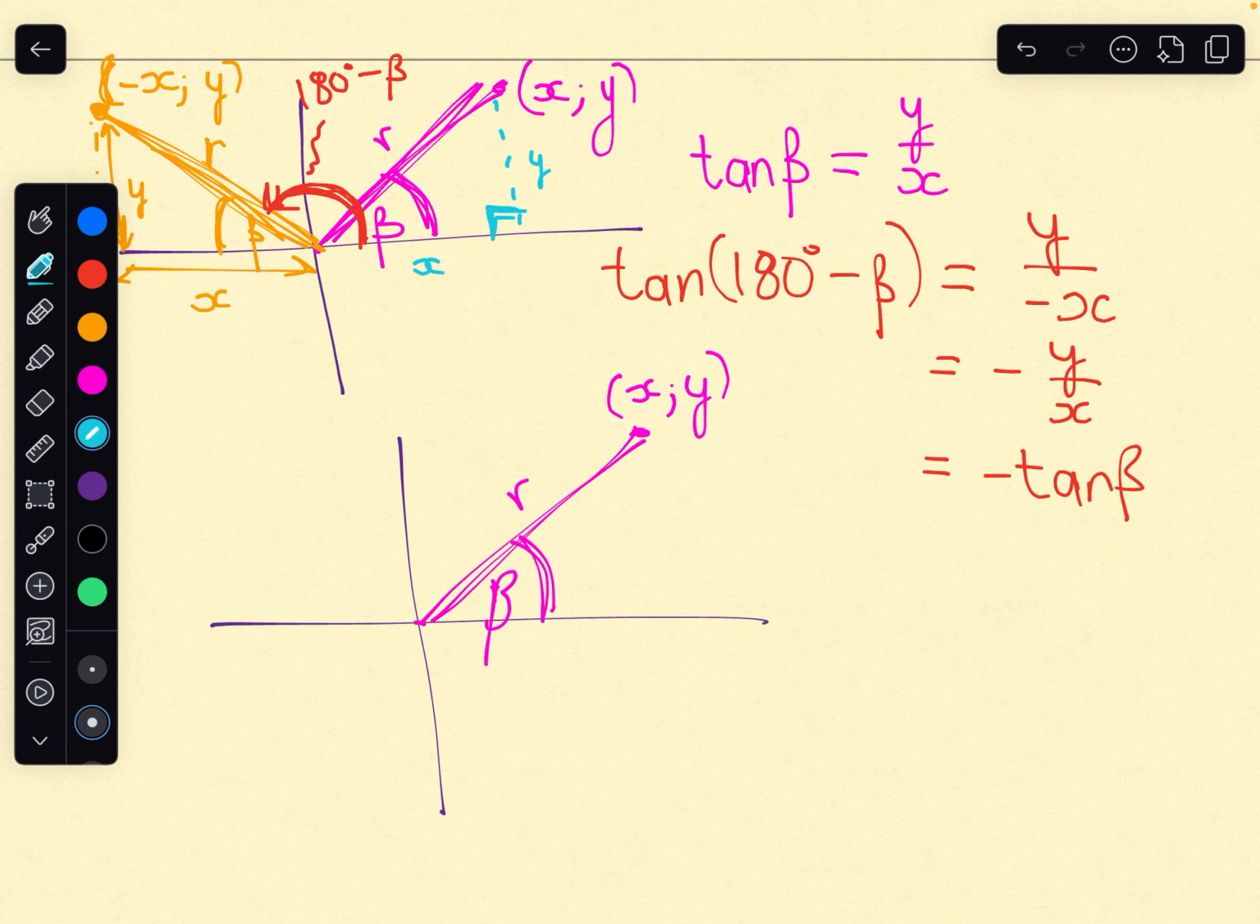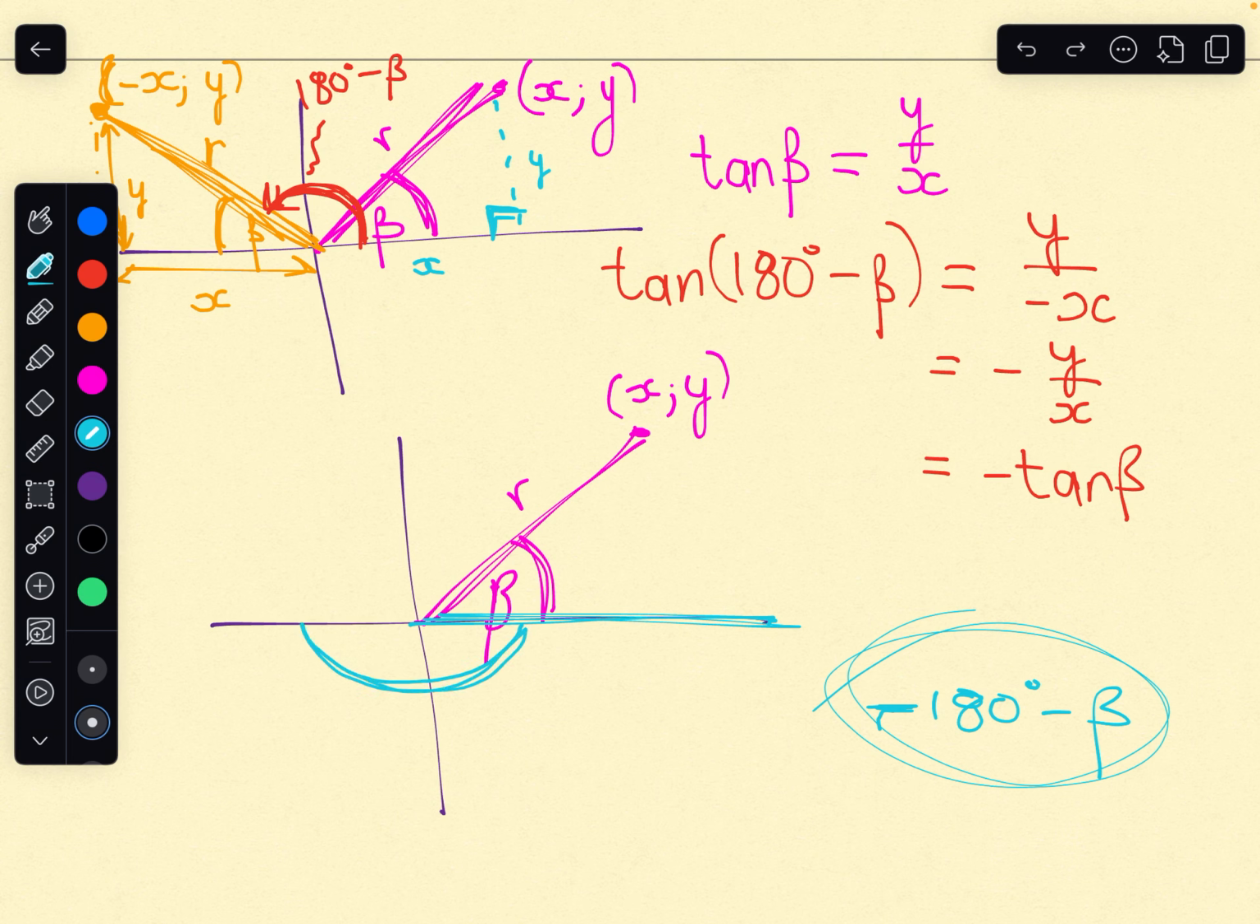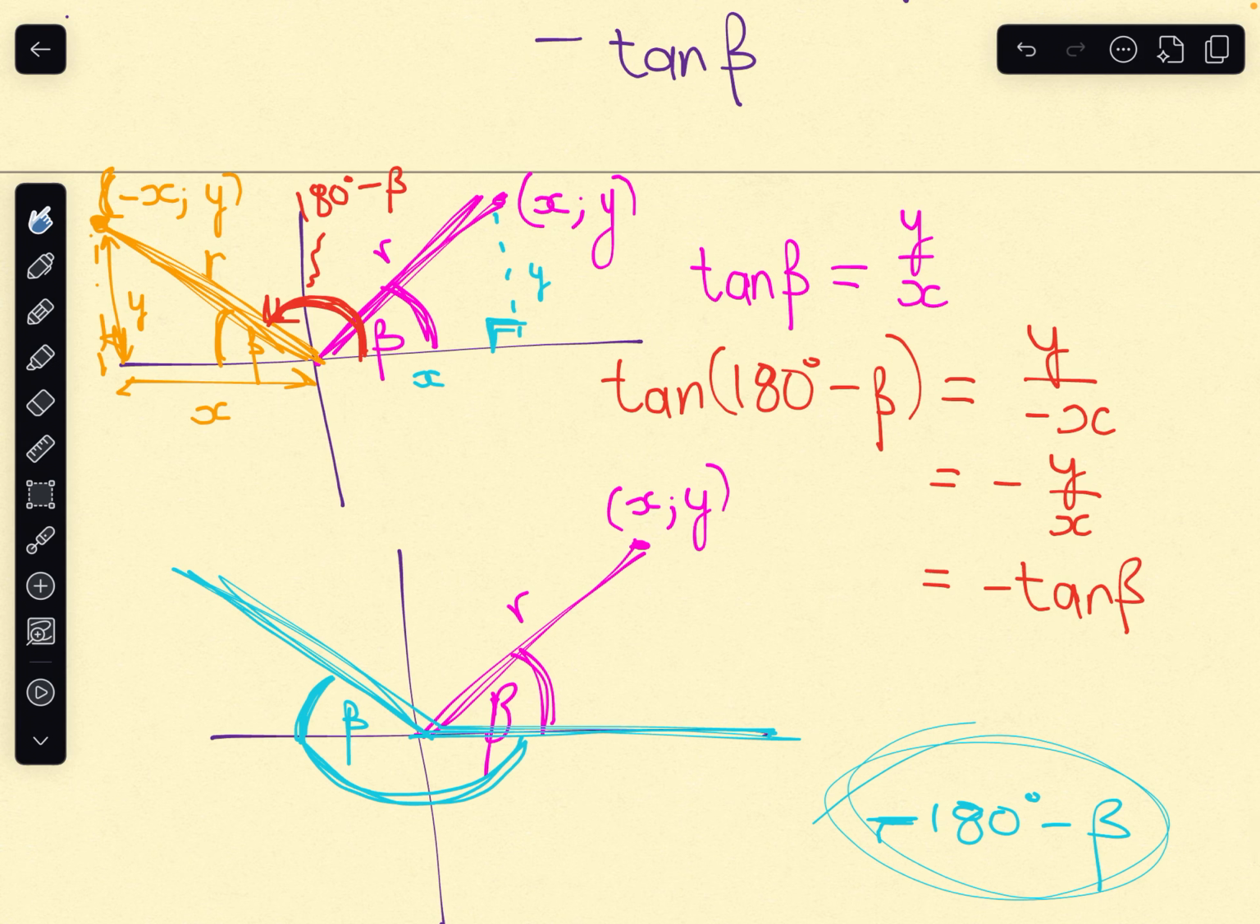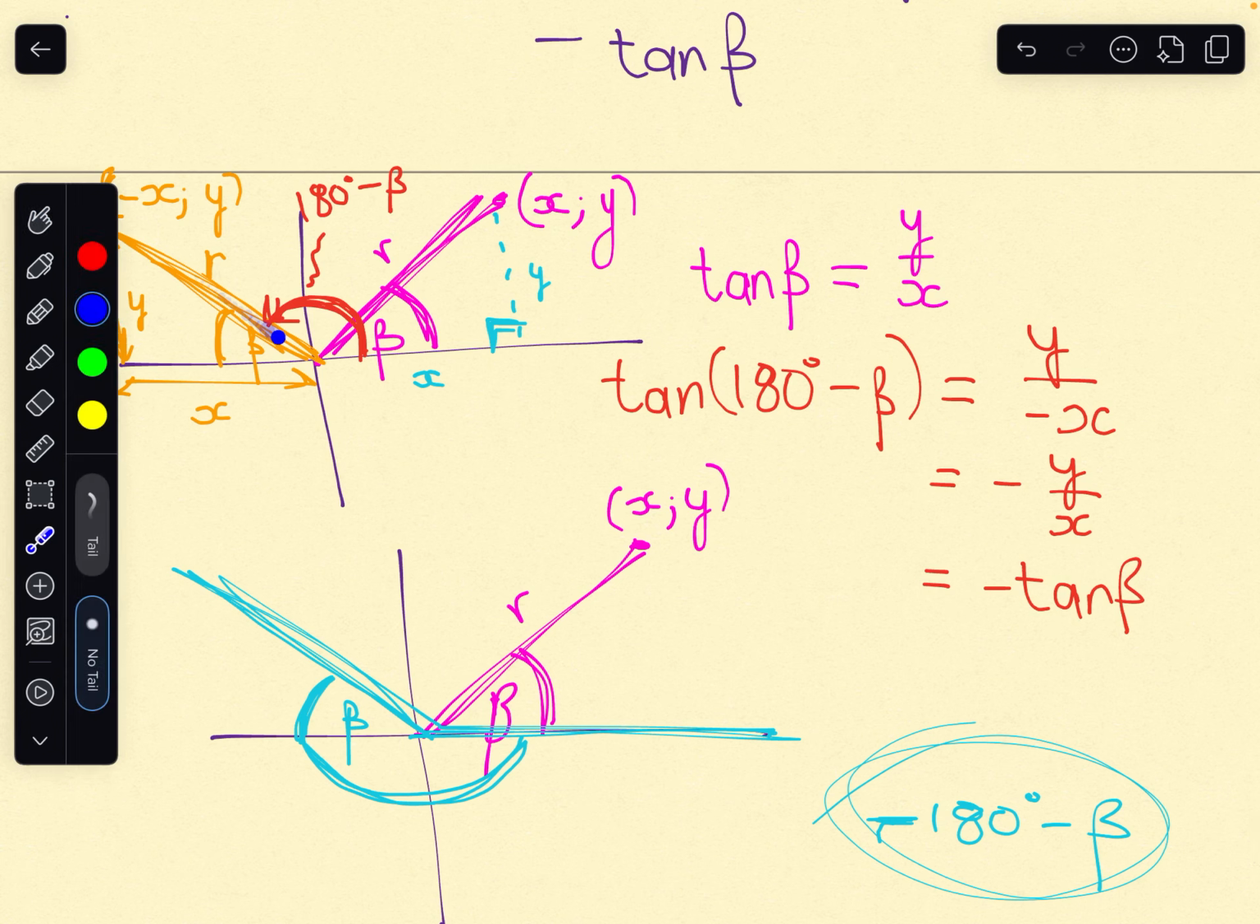Then let's try to figure out where the angle minus 180 minus beta is. Where on the Cartesian plane is this angle? Remember we always measure our angles starting from here. Positive goes this way, negative goes clockwise. So minus 180 would be this bit, and then we minus another beta. So this is actually this angle. Funny enough, it ends up in the same position as the angle we were looking at before. These are in exactly the same position.